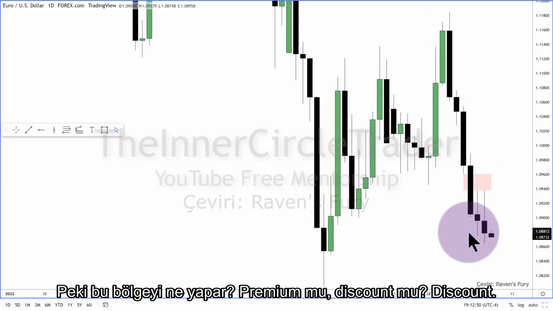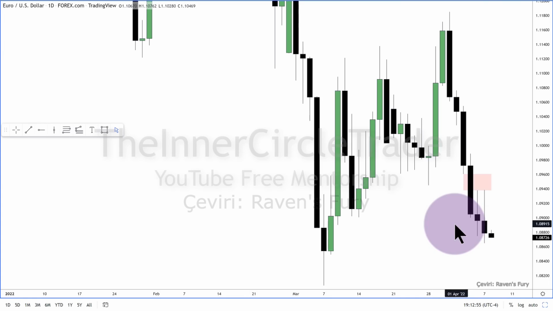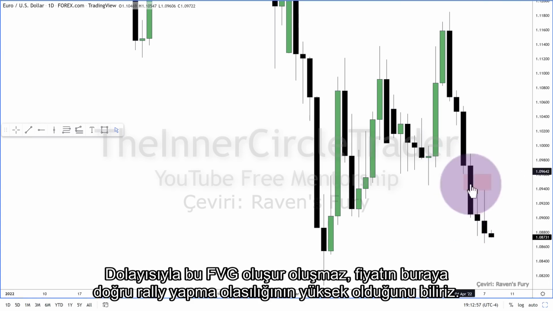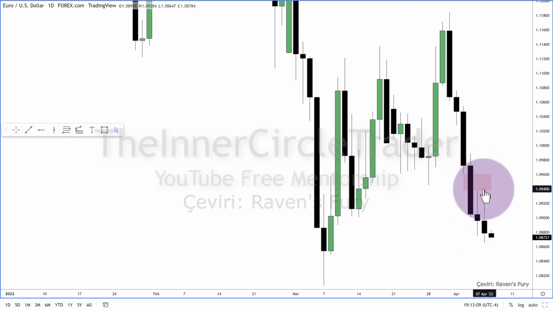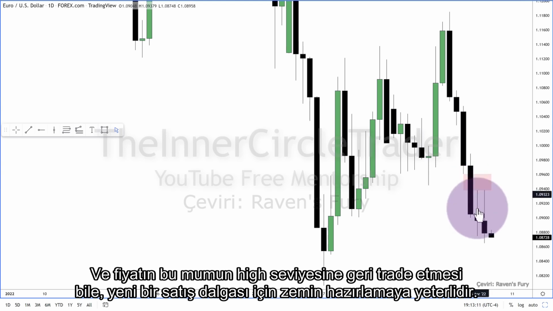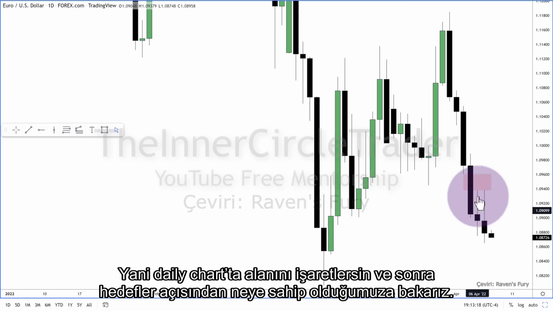So what does that make that area down here? Premium or discount? Discount. So as soon as this fair value gap forms, we know that it's likely to rally up into this area here. In other words, a short-term little bounce. That occurring and trading back to this candle's high is enough to set the stage for a new round of selling. So you highlight your area on your daily chart, and then look at what we have in terms of targets.